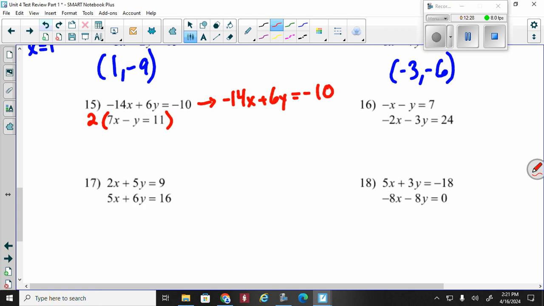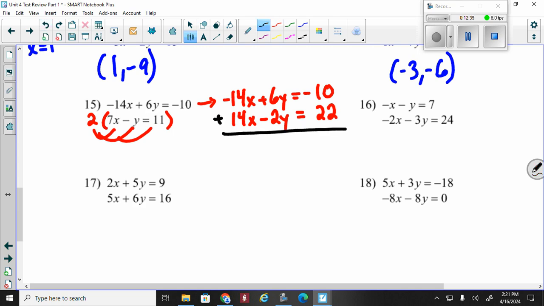My bottom equation is positive 14x minus 2y. Remember, you got to take the 2 to everything. Some of you guys aren't doing that, which obviously is causing you to mess up. So I'm going to add everything. The x's cancel out. That turns into 4y is equal to 12. y is equal to 3.